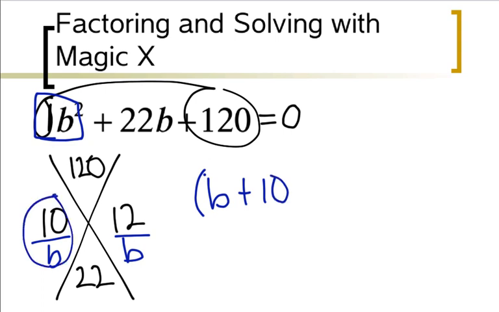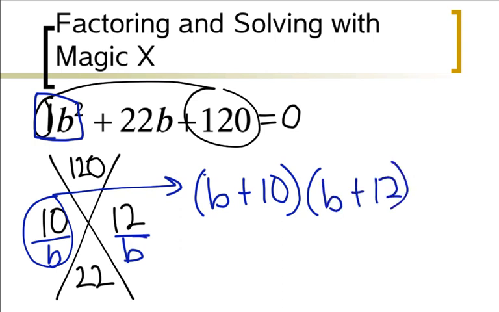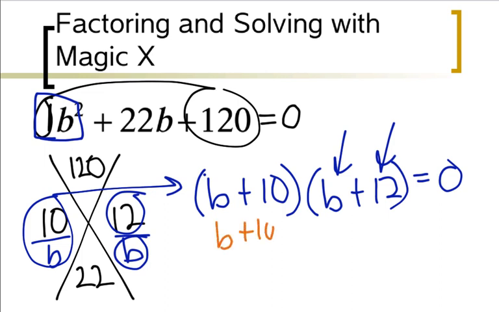That came from this first one. Okay, you just write it out sideways. And then you write b plus 12. So again, I'm taking the number that's the letter, putting it there, and the number that's on top goes right after it. Okay, so now I set that equal to 0, and set each individual parentheses equal to 0, and I'll get b plus 10 equals 0, which means that b equals negative 10, and I get b plus 12 equals 0, which means that b equals negative 12.